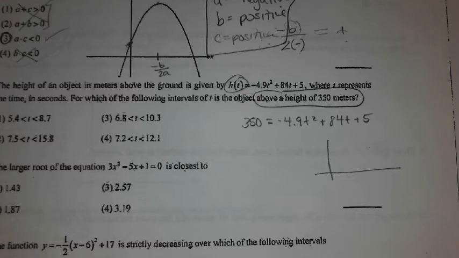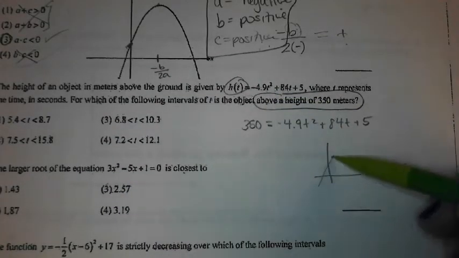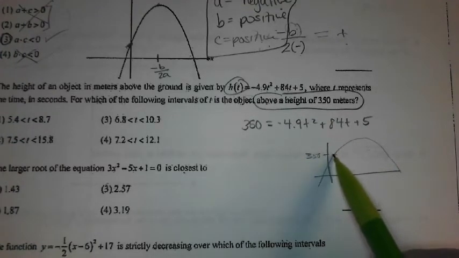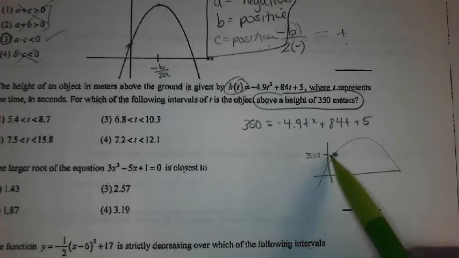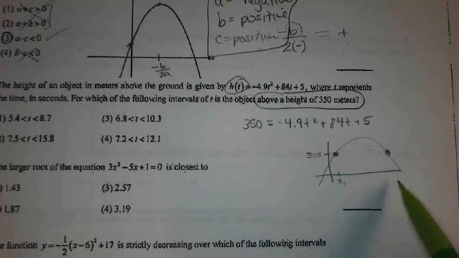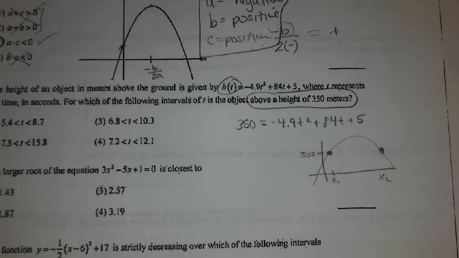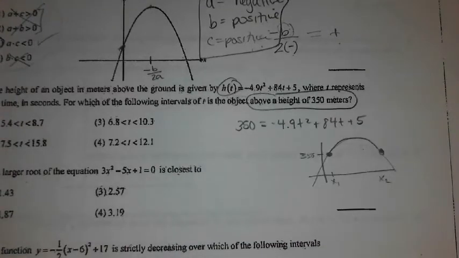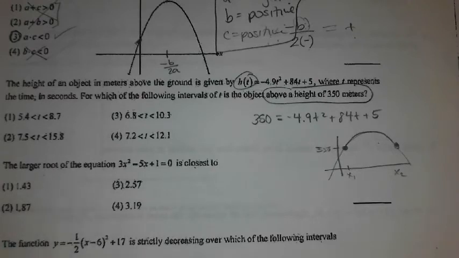Does this parabola open up or down? Down, because it's negative. So my parabola looks something like this, and I'm essentially looking for where it's exactly 350. So I'm going to be given some x coordinate, my first x coordinate, and then it'll be equal to 350 a second time. And so between which two values will this be above 350? So it'll be between my two answers. So I essentially have to solve that, and whatever the two numbers are will be the ones that show up.